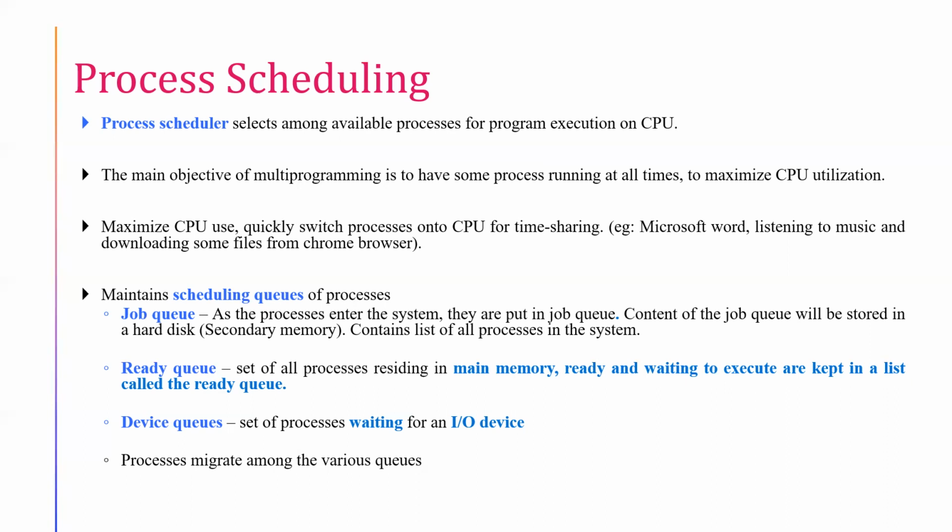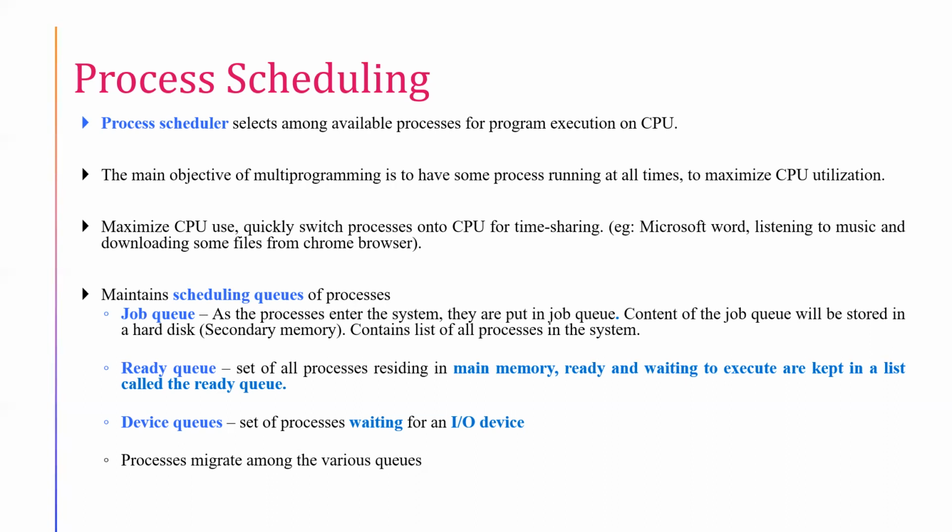The next queue which we have is the ready queue. This ready queue will have the set of all the processes residing in the main memory that are ready and waiting to execute. Once the CPU is made available, the process will be taken from the ready queue and given to the CPU. So these are the processes residing in main memory that are very much ready and waiting for their chance to get hold of the CPU. Once it gets the CPU, it will run.